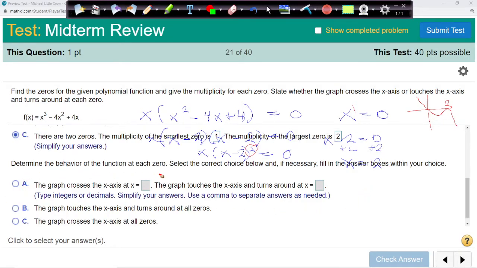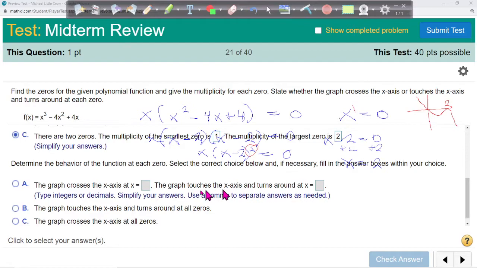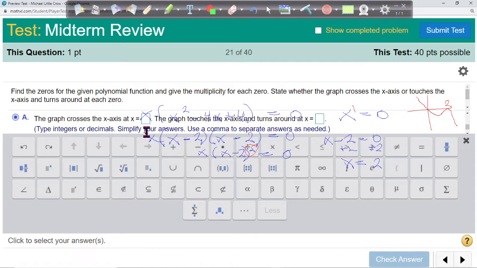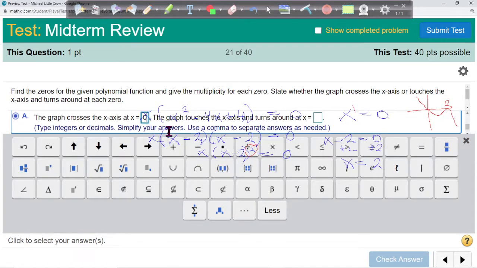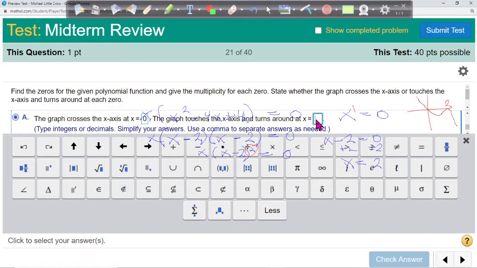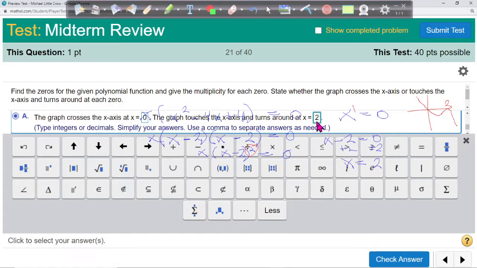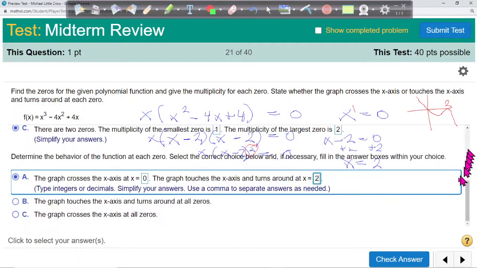Determine the behavior of the function at each zero. Select the choices. Okay, the graph crosses the x-axis at x equals 0. So again, this is what it's going to look like at x equals 0. It touches the x-axis, or like I said, kisses the x-axis, a little sweeter way to talk about it. At 2, that's what it's going to be. And that's the last answer.